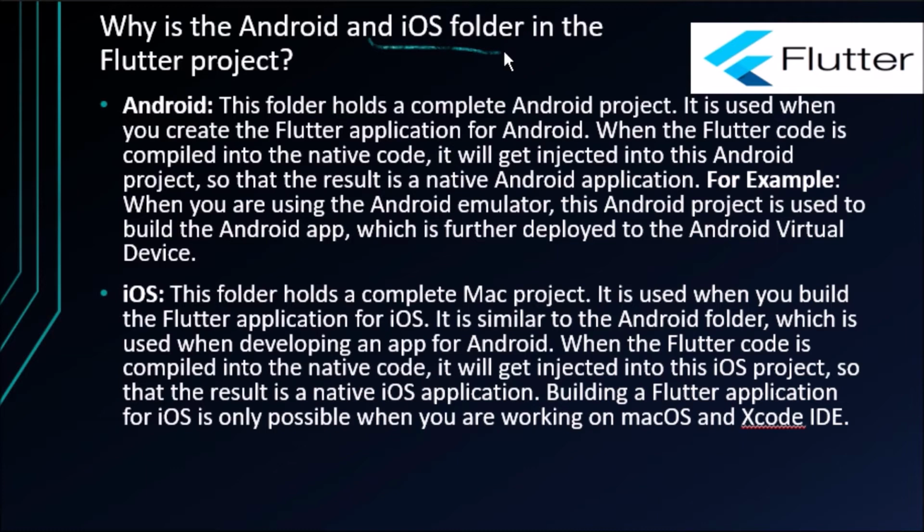Now, the iOS folder. The iOS folder holds a complete Mac project. It's used when you build the Flutter application for iOS. It's similar to the Android folder, which is used when developing an app for Android. When the Flutter code is compiled into the native code, it will get injected into the iOS project so that the result is a native iOS application. And building a Flutter application for iOS is only possible when you are working on macOS and the Xcode IDE.